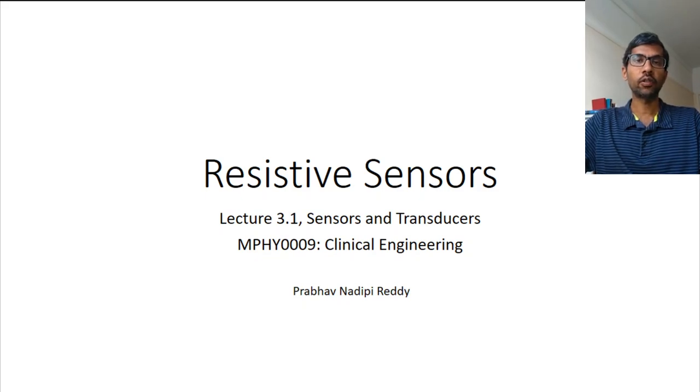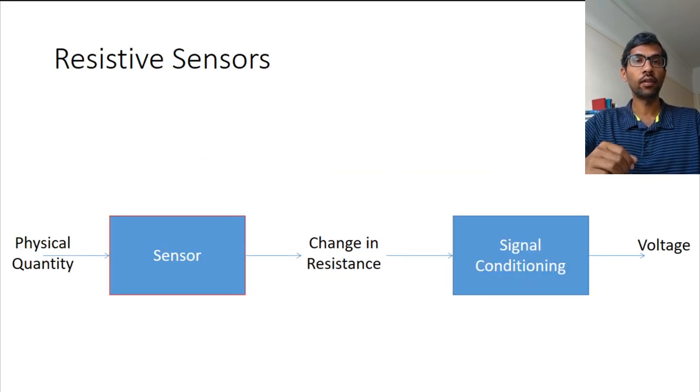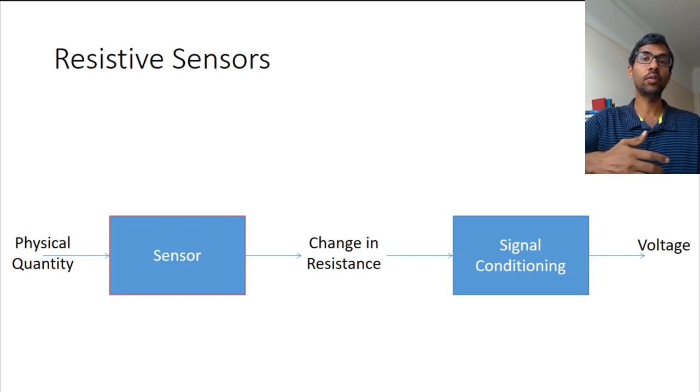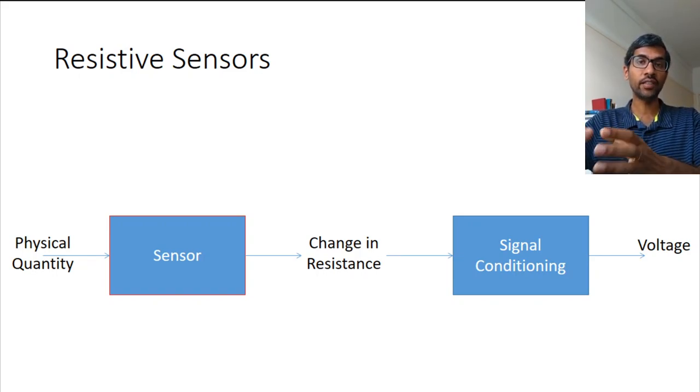In this lecture, we are going to talk about resistive sensors. Resistive sensors are sensors which take a physical quantity as an input and respond with a change in resistance. Once you get a change in resistance, and the change in resistance is in some way related to the change in the physical quantity that we are trying to measure, you can then use this change in resistance to give you a change in voltage.